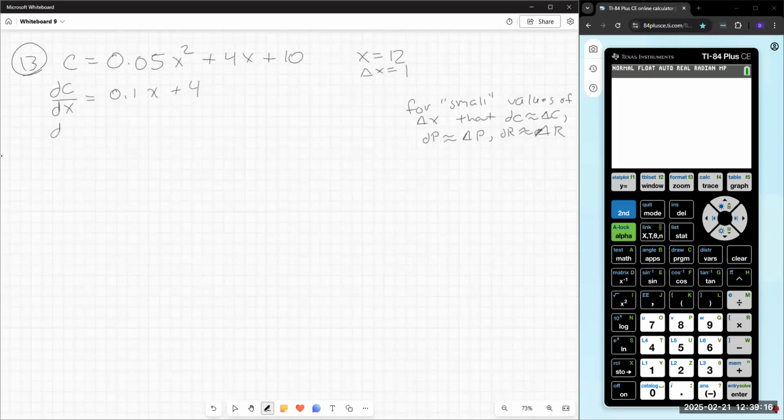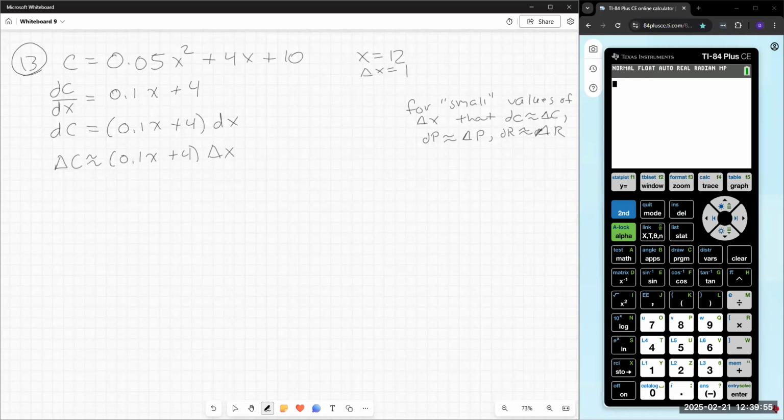So dc is exactly equal to 0.1x plus 4 dx, and dx is exactly the same as delta x, but when I make that substitution, dc is only approximately delta c, so I have to stick an approximately equal to symbol in here. 0.1x plus 4, and there we go. And we'll see why it's an approximation here.